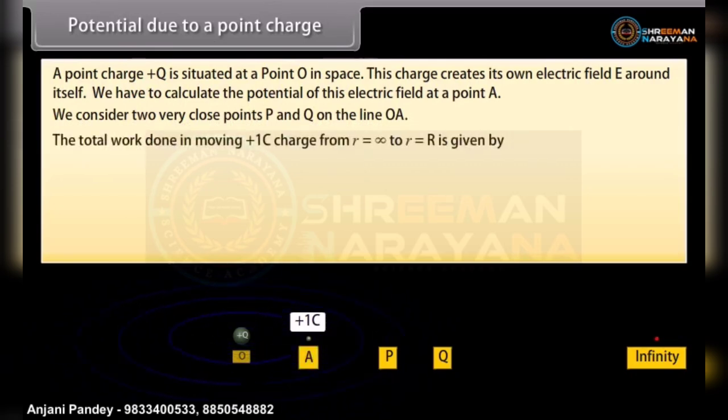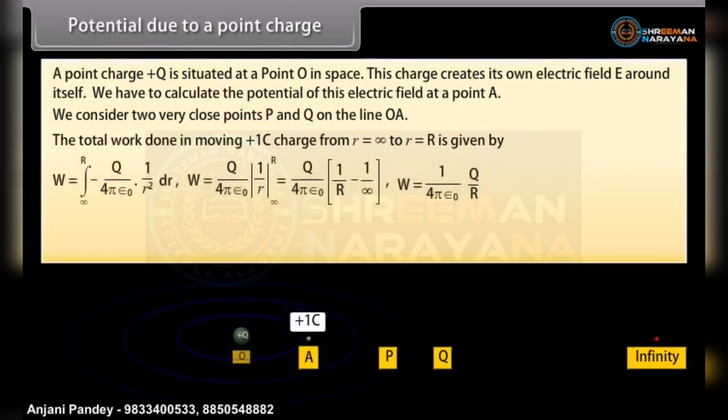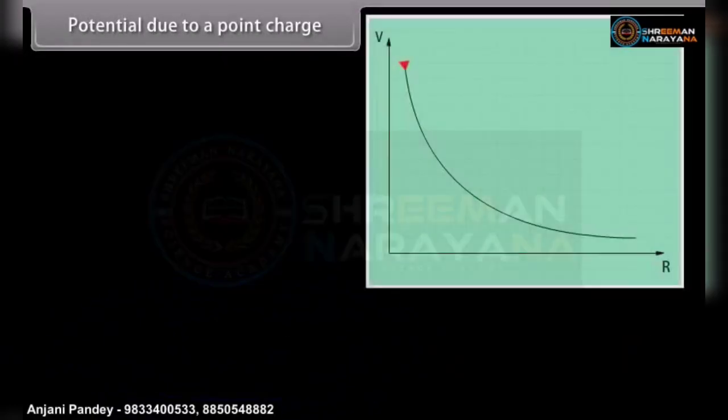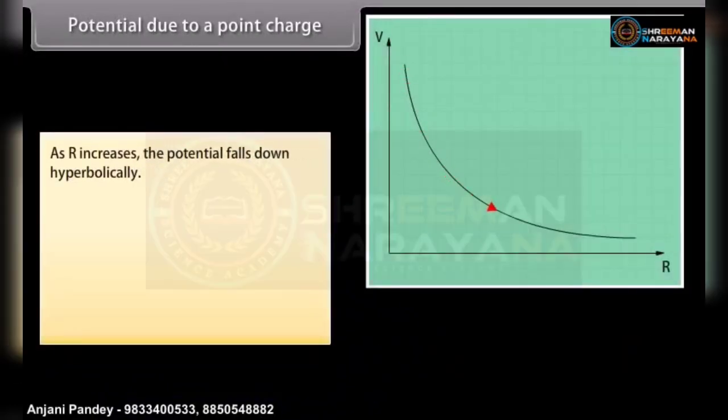The total work done in moving +1 coulomb charge from infinity to point R is given by W = (1/4πε_0) × Q/R. This amount of work is the potential of the electric field created by the point charge +Q at a distance R from Q. We can show in the graph that as R increases, the potential falls down hyperbolically.